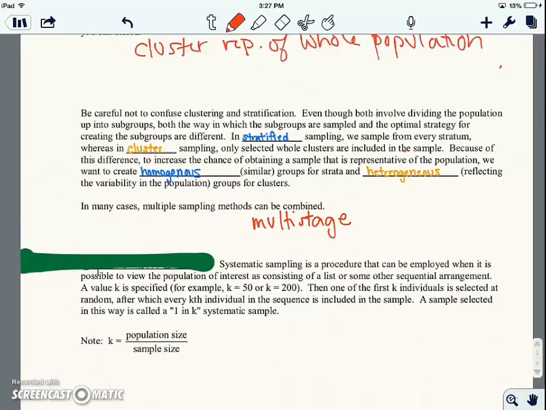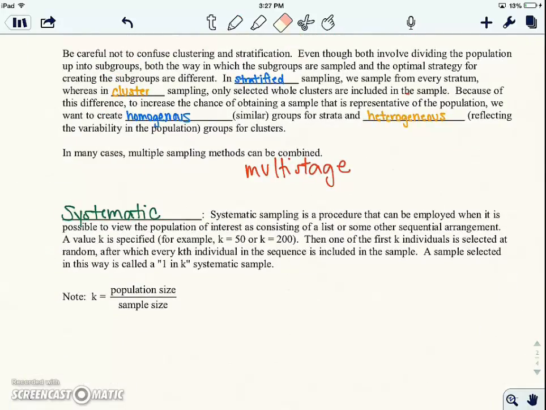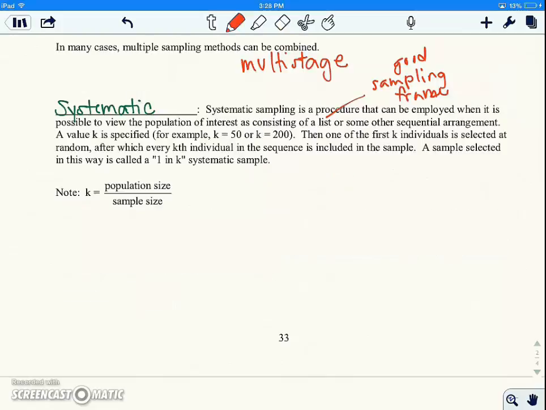The next one, and everybody remembers this one, is systematic. Systematic sampling is a procedure that can be employed when it is possible to view the population of interest as consisting of a list or some other sequential arrangement. So we have a good sampling frame, or a formal sampling frame. A value k is specified, for example k equals 50 or k equals 20, then one of the first k individuals is selected at random, after which every kth individual in the sequence is included in the sample. A sample selected in this way is a 1 in k systematic sample. This sounds really crazy, but it's not.